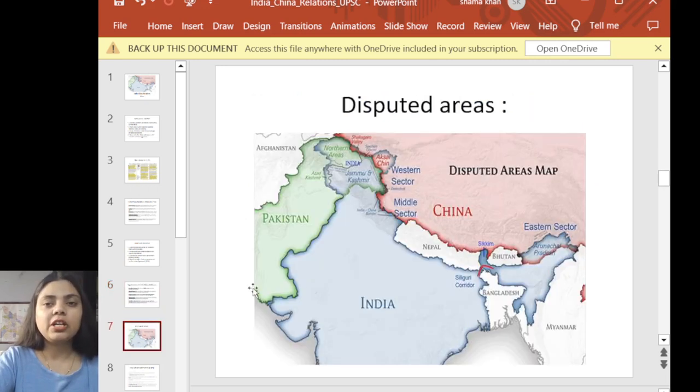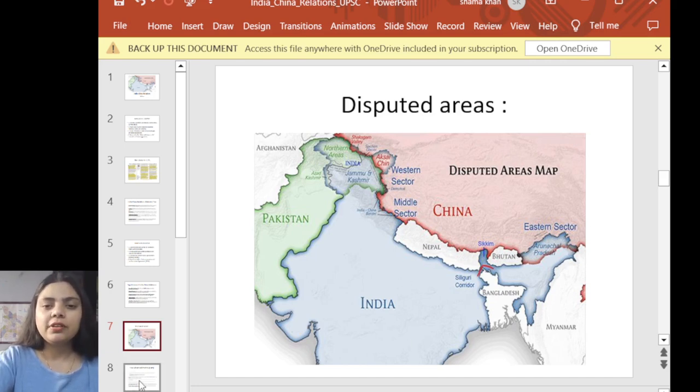So this is the map which I have provided here in order to look at the disputed regions between India and China. We can further subdivide into the western sector, middle sector and eastern sector. This eastern sector is what we call the McMahon Line.